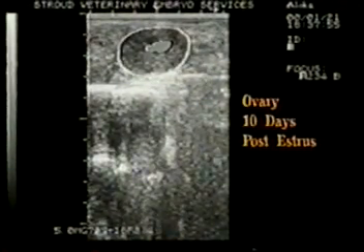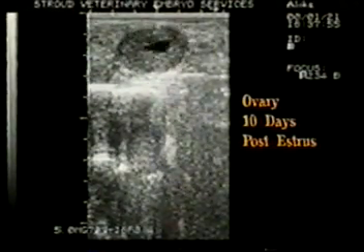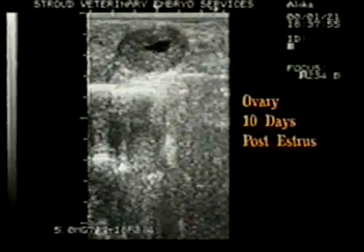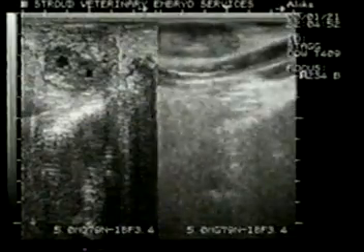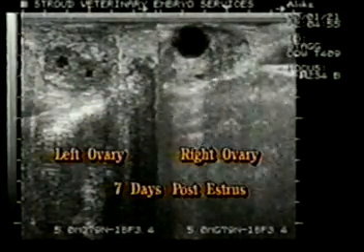This is a different cow, also 10 days post-estrus. The entire ovary is represented by luteal tissue. Some CLs will not completely luteinize and will retain the fluid-filled non-echogenic center. This is physiologically normal and is seen in at least half of all CLs examined.